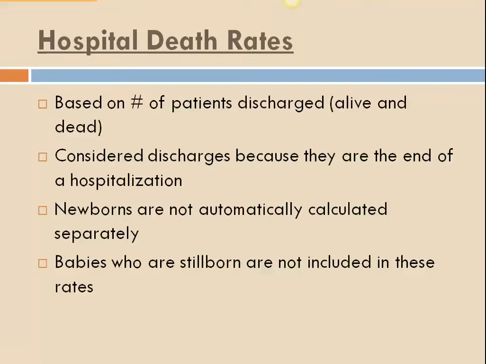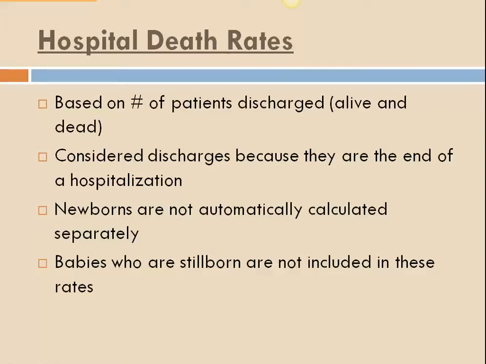Okay, several rules or things that you need to be aware of that apply when you're talking about hospital death rates. First of all, death rates are calculated based on the number of patients that were discharged from the facility, whether they were discharged alive or discharged due to being deceased. Remember that deaths are considered discharges because they are the end of a patient's hospitalization.